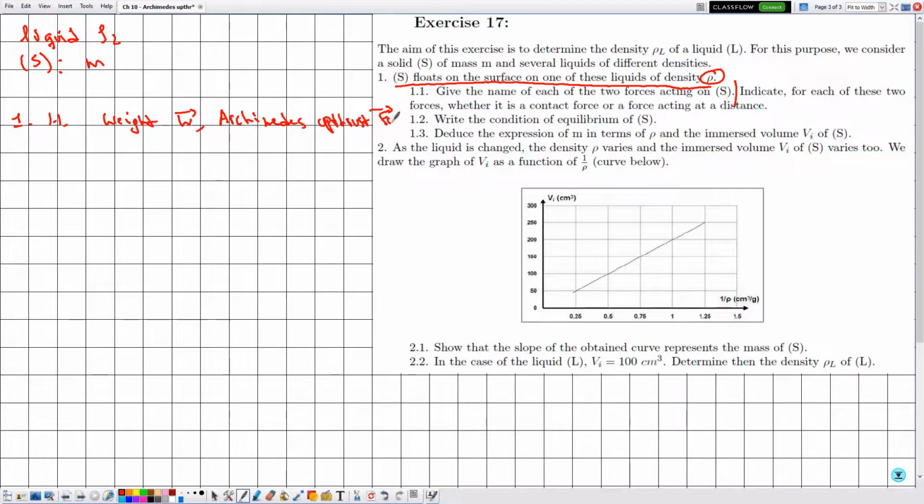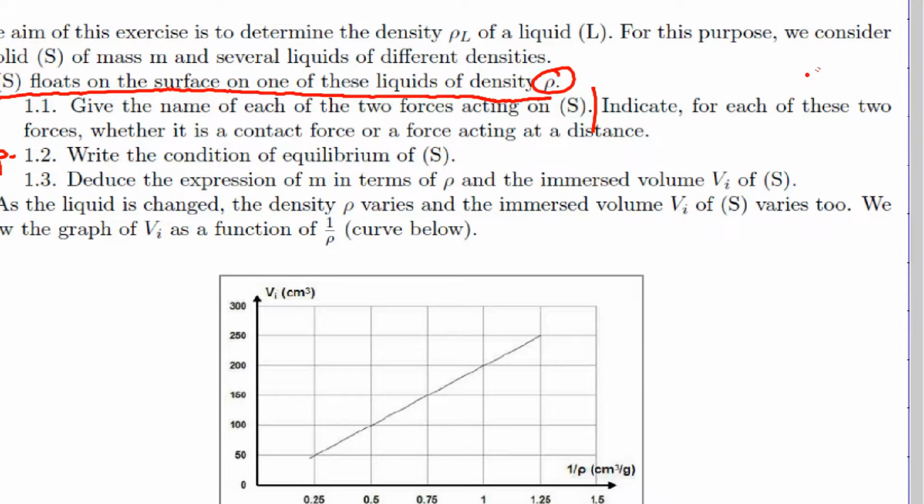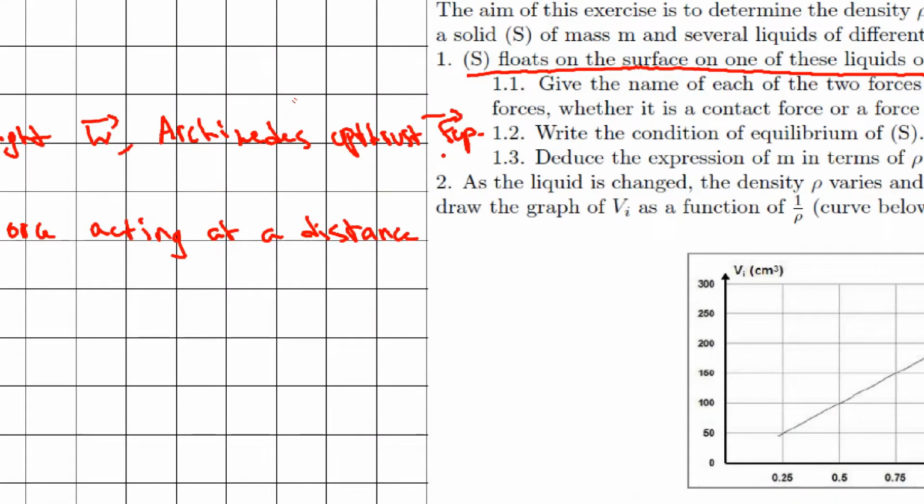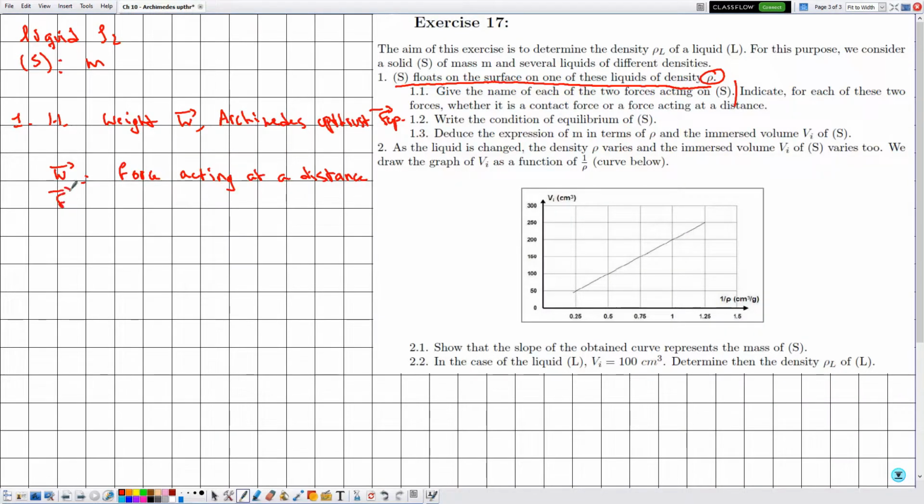F upthrust. Now in the same part, they are telling me to indicate for each of these two forces whether it's a contact force or a force acting at a distance. We know that the only three forces acting at a distance are the weight, the electric, and the magnetic. So the weight W is classified as a force acting at a distance, and all other forces are classified as contact forces, in particular F upthrust. So this is a contact force.